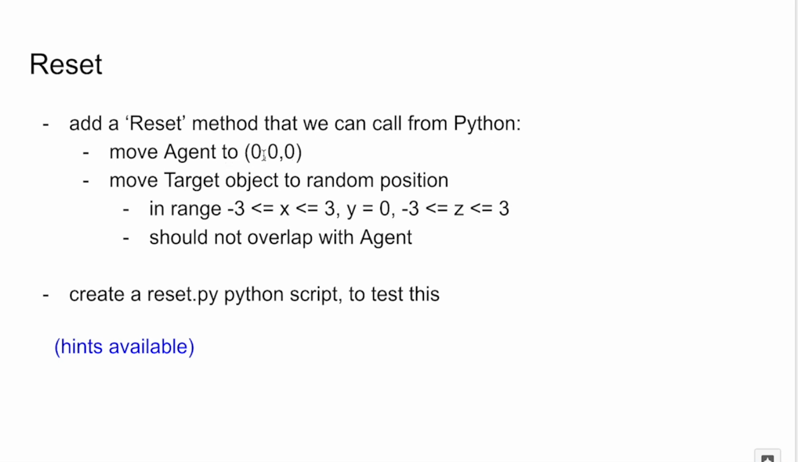Yes. Does it move the agent to 0, 0, 0? Yes. Does it move the target to a random position within this range? Yes. And does it avoid overlapping? Yes. And we created a reset.py script to test this. Let's look at the next task.